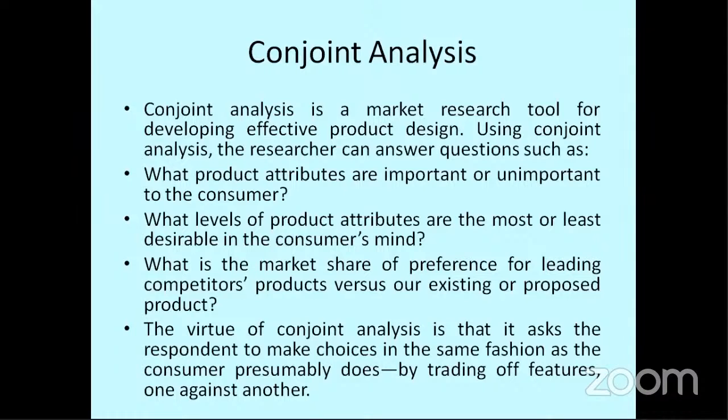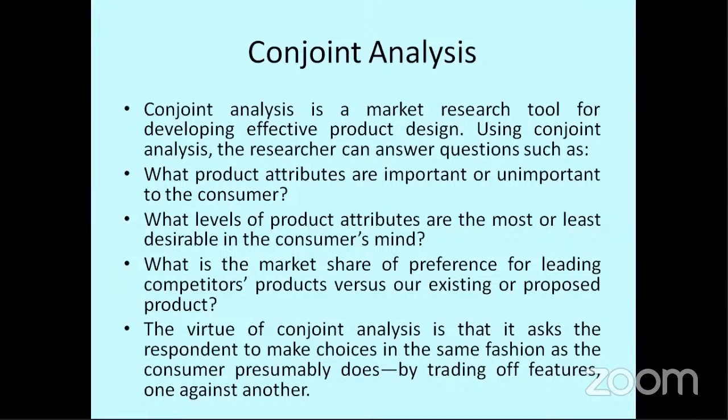What are the attributes on which the customer decides whether to buy this car or not? It's not a logistic regression. It is about how much weightage a customer gives to a particular attribute in a product. What level of product attributes are the most or least desirable in the consumer's mind? What are the market shares of preference for leading competitors' products versus our existing or proposed product? I'll give many examples so that you can understand what conjoint analysis is.